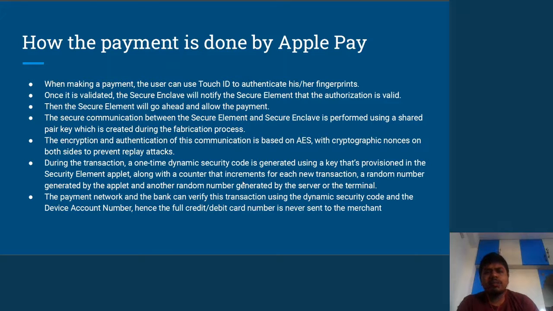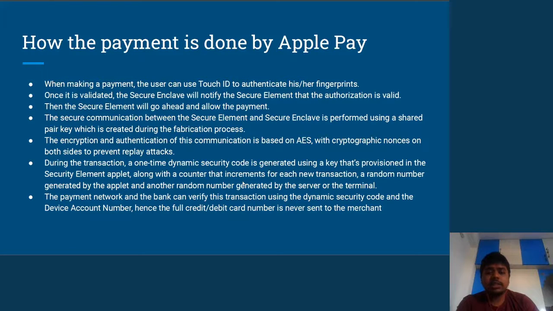How the payment is done by Apple Pay. When making a payment, the user first has to complete the fingerprint authorization. The Secure Enclave verifies the fingerprint and notifies the secure element whether the authorization is valid or not. Then the secure element allows the payment. Secure communication takes place between the secure element and the Secure Enclave using a shared pair key that is generated during the fabrication process. The encryption and authentication of this communication is based on AES.